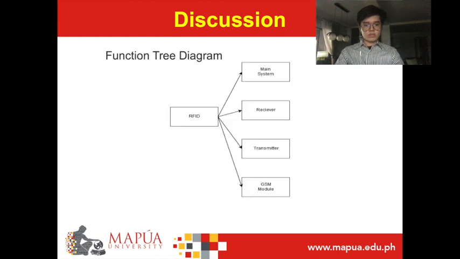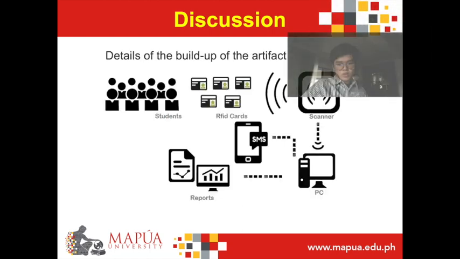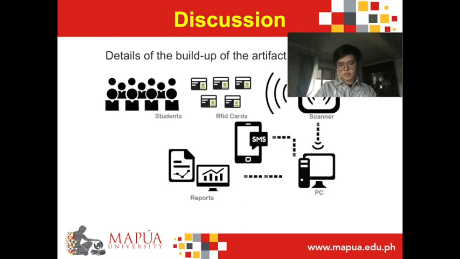Next figure, we have the function tree diagram of the RFID. The main system acts as an interface in the middle of the computer and the receiver circuit. It also collects the data. Next, we have the receiver that receives the location and other information taken from the tags. Lastly, we have the transmitter for transmitting the location, and a GSM module used to send messages of the data.